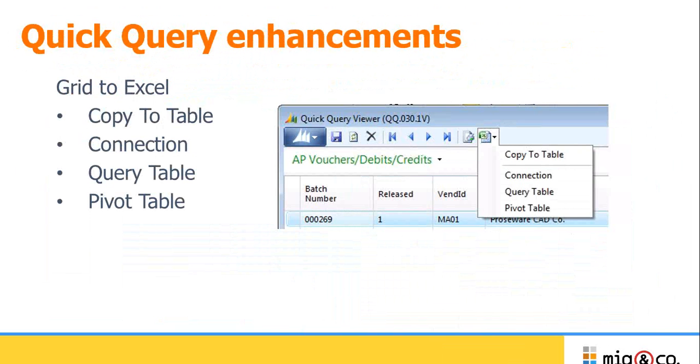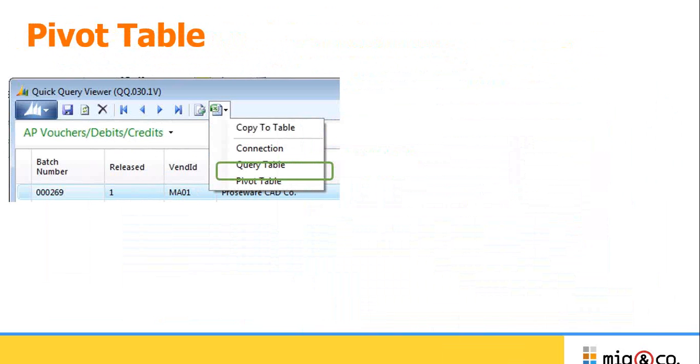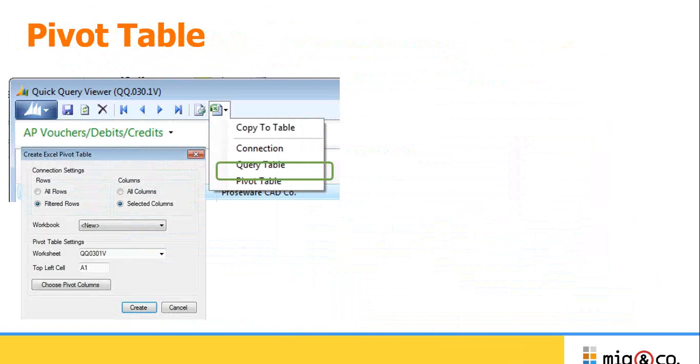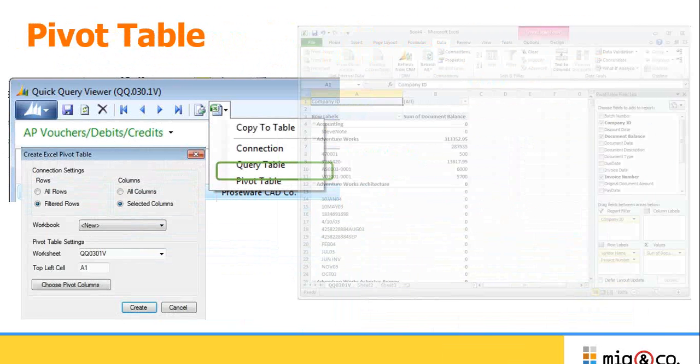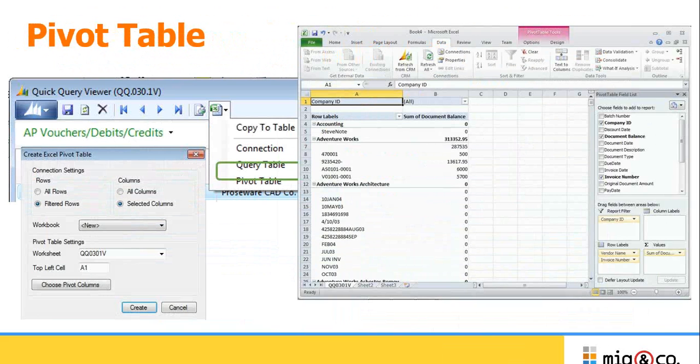Not only that, but you can also create pivot tables from within the quick query. You can click pivot table, and it will allow you to create a pivot table. As you can see, it goes through the options and navigates you through creation of a pivot table from that quick query. Once you do that, it automatically creates a pivot table in Excel that you can take a look at.